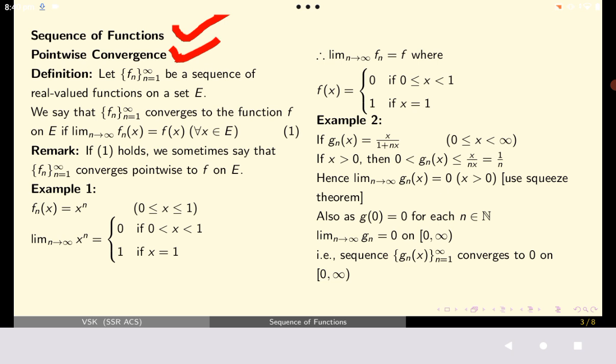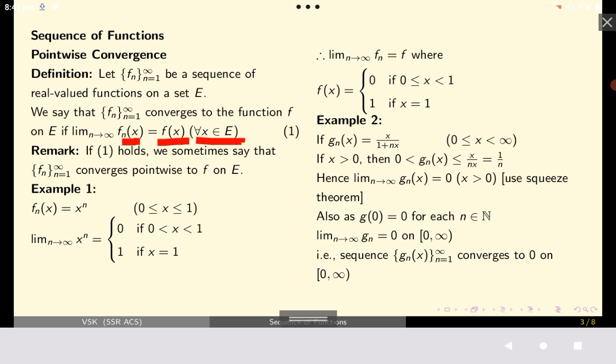What does it mean by pointwise convergence? Let fn be a sequence of real valued functions. As we know, there are sequences of real numbers, sequences of complex numbers, and so on. This is a sequence of functions defined on a set E. We say this sequence of functions fn converges to a function f on E if the limit as n tends to infinity of fn(x) is equal to f(x) for all x belonging to E.